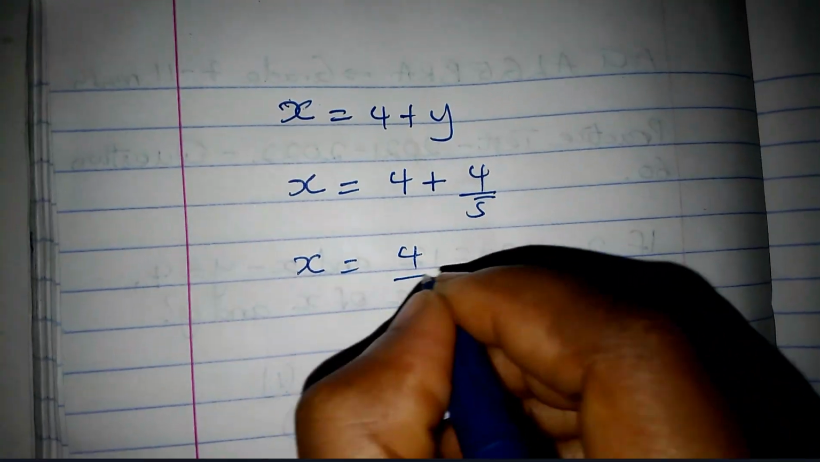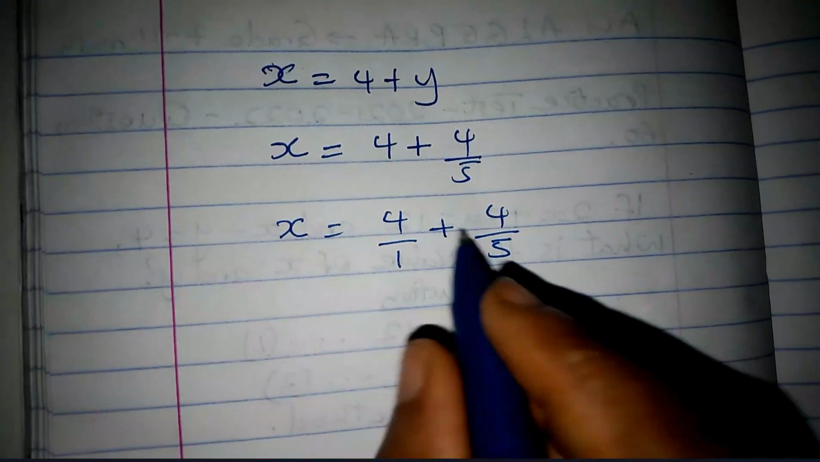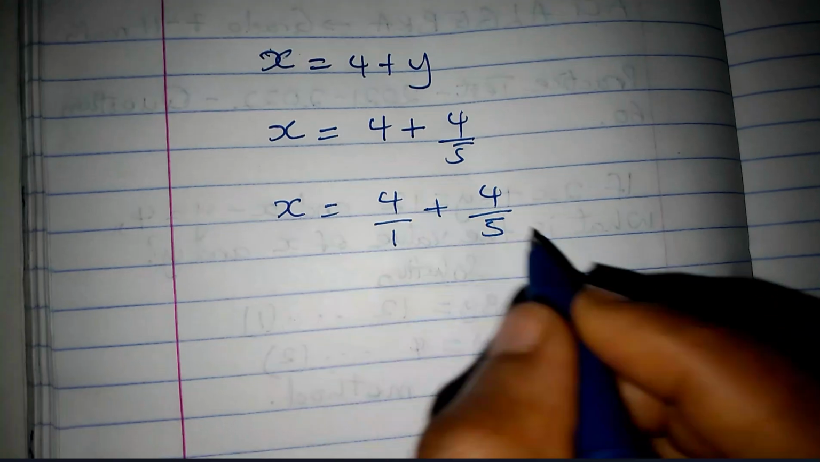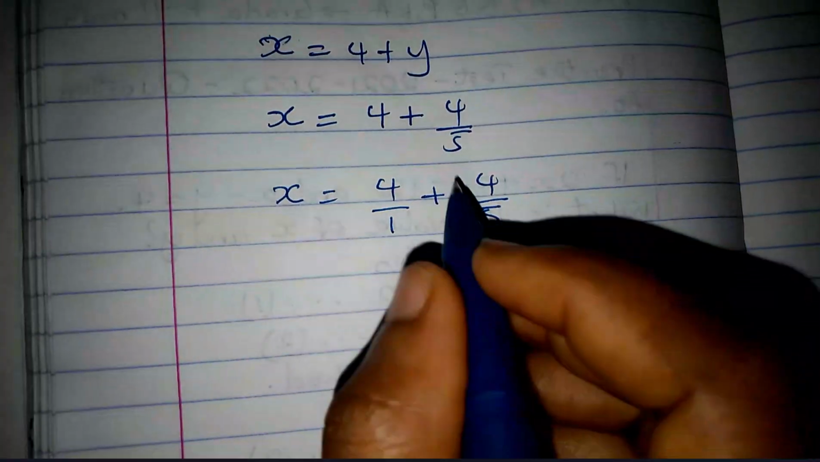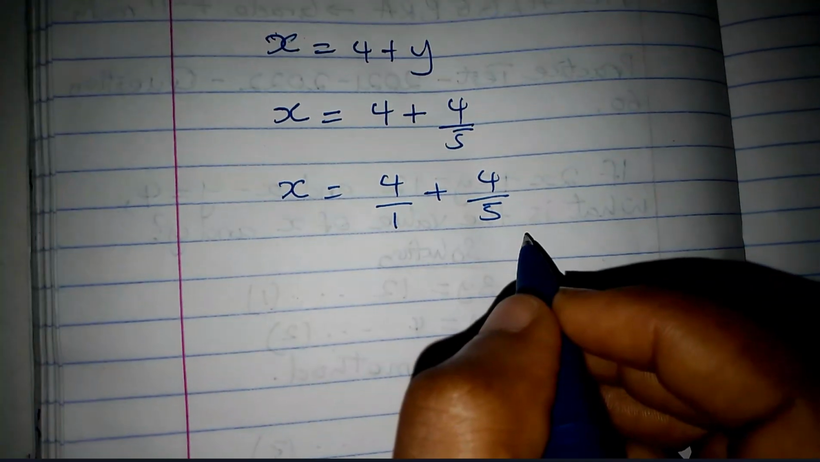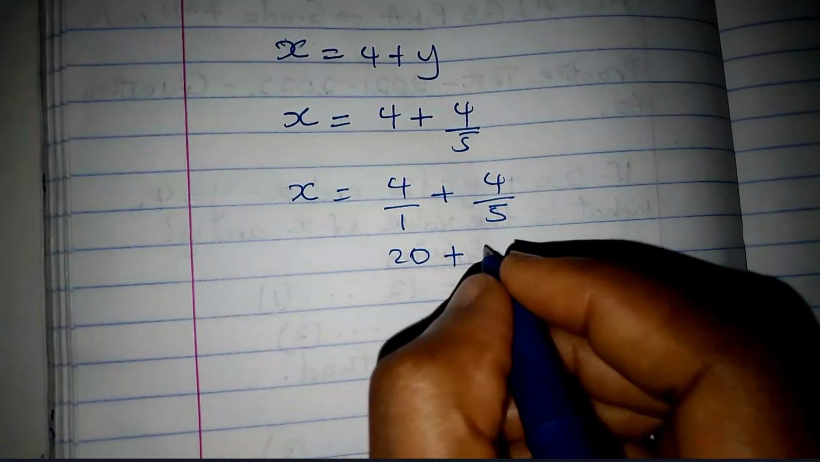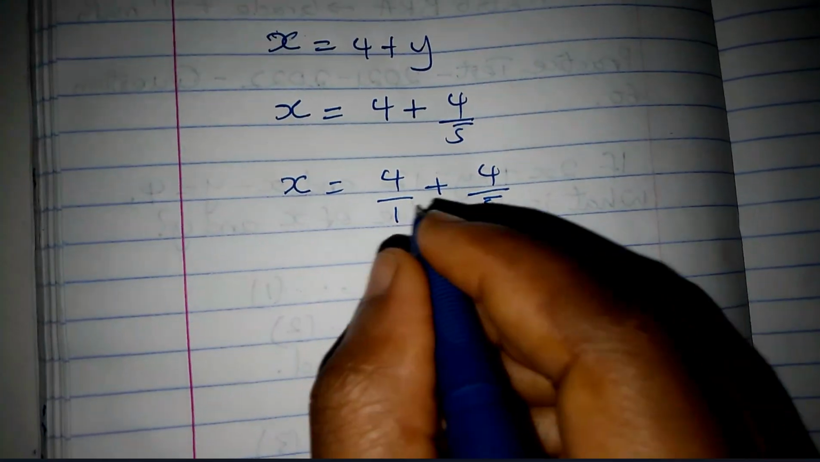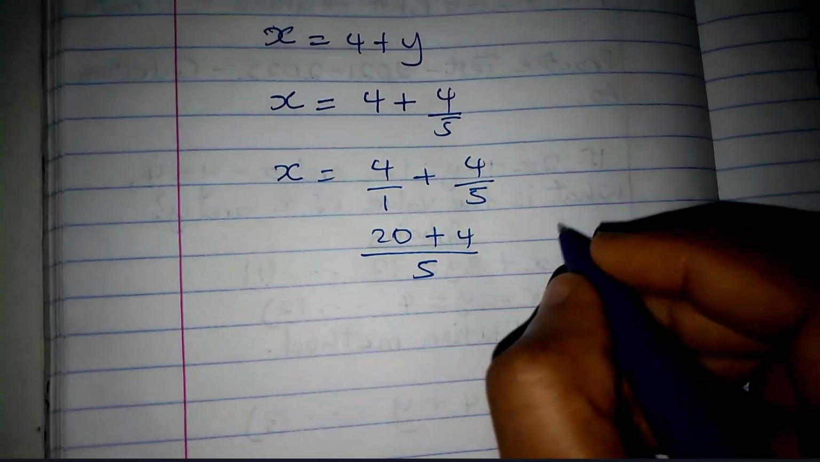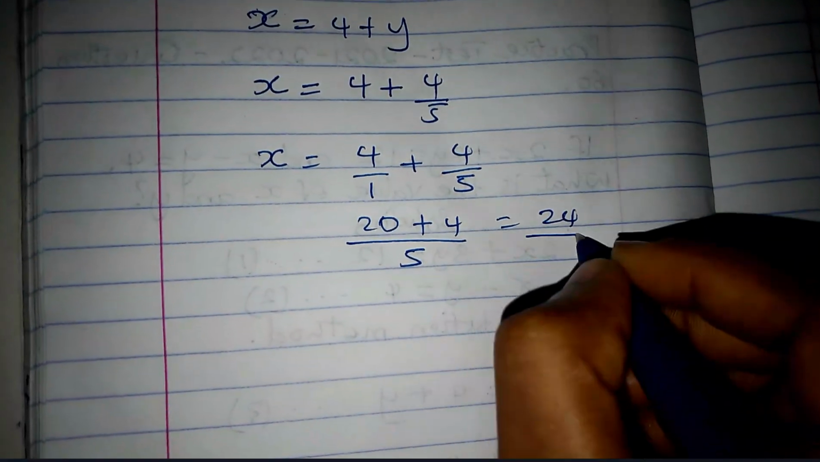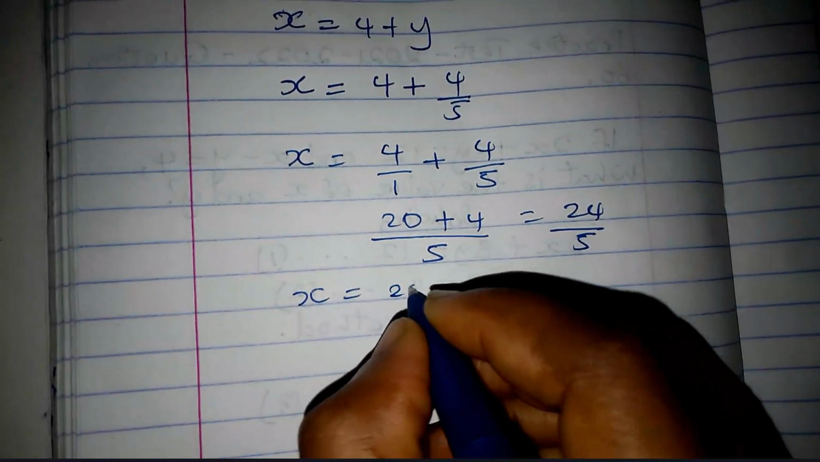So we're just going to use the crossing method of adding fractions. In this method, you multiply this one by this one, crossing each other, and then we multiply the denominators. So 4 times 5 is 20, plus 1 times 4 is 4, all over 1 times 5 is 5. So 20 plus 4 is 24 over 5. So that's our answer: x is now equal to 24 over 5.